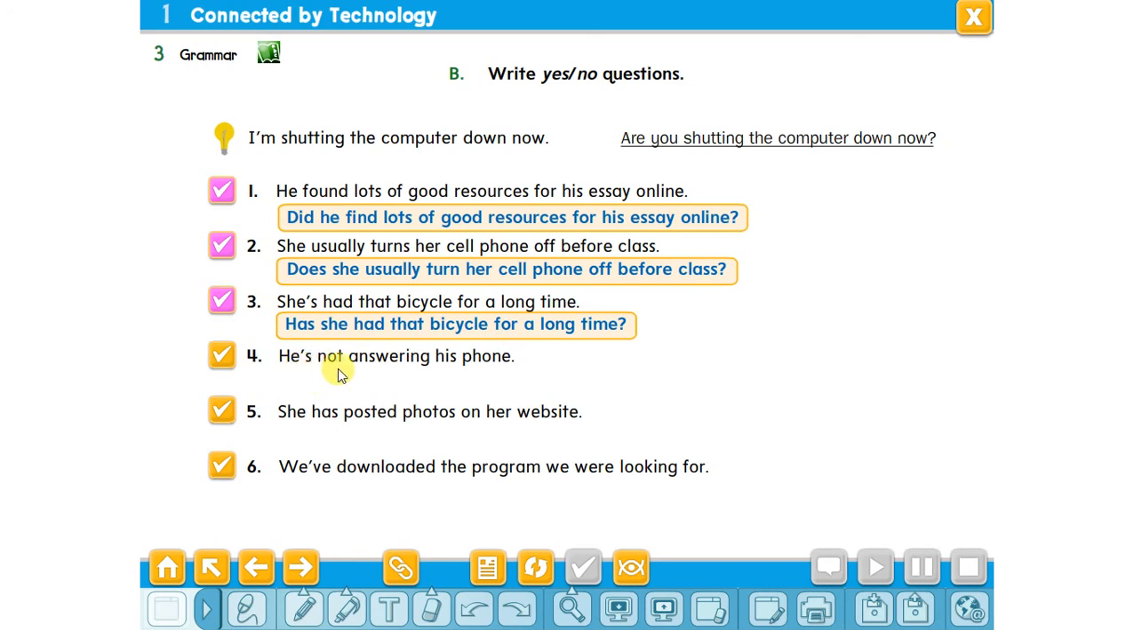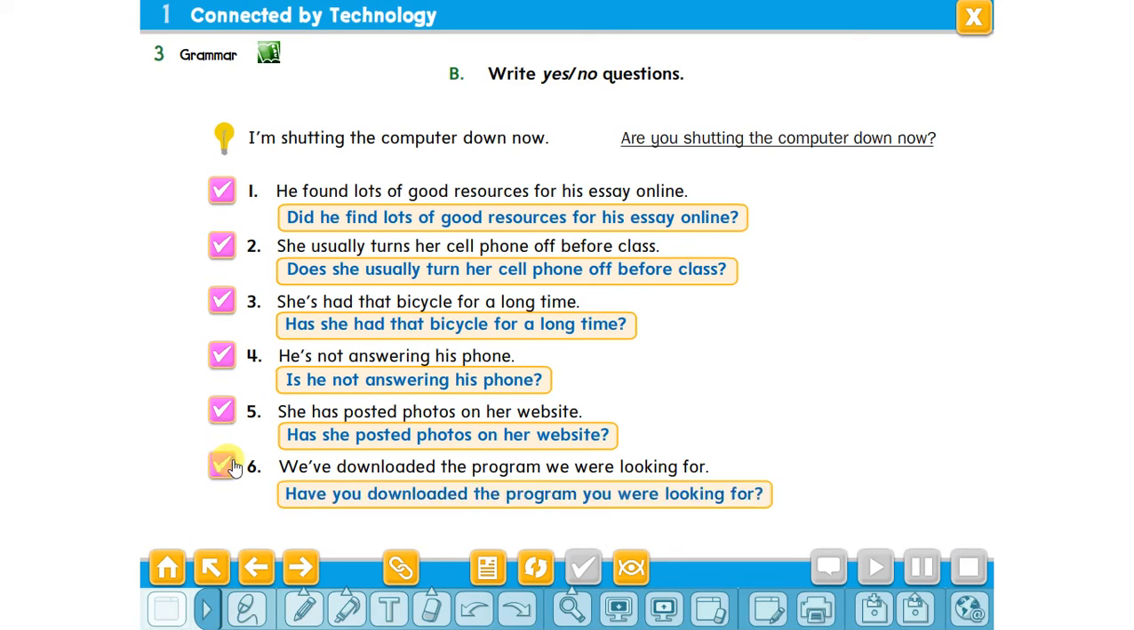He is not answering his phone. It will be is he. We are not going to use not, because this is in the answer. It will be, is he answering his phone, etc. Here, she has posted. It will be has she posted. We've downloaded. It will be have. We can say have we or have you downloaded. It will be both, according to the question, but it is better to say have you. Like I, it will be changed. You must change it to you, and we usually change it to you.